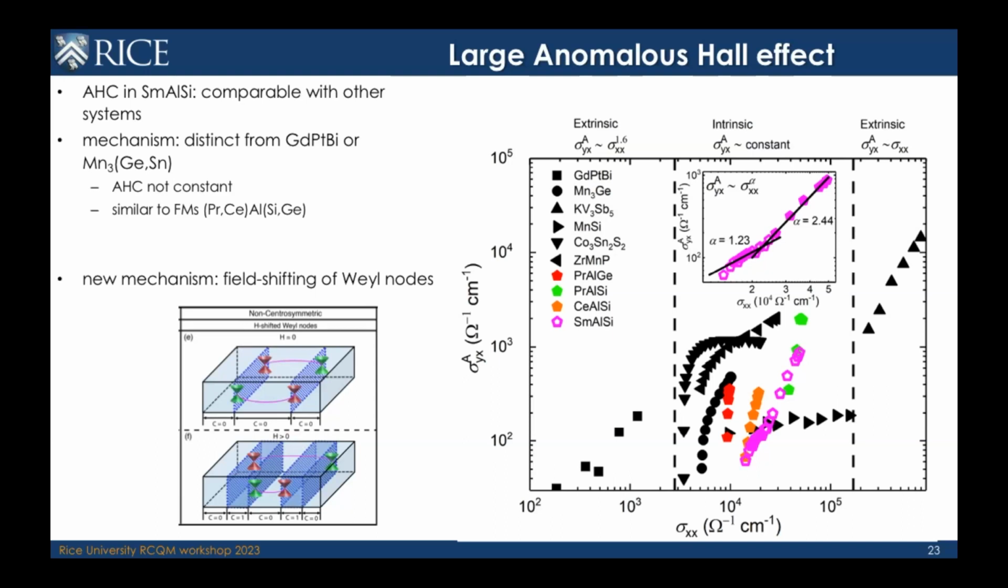systems, but the mechanism has to be distinct from either, for example, gadolinium platinum bismuth, or manganese 3 germanium, where the magnetic structure is collinear and the crystal structure is centrosymmetric. We're dealing with, like I said, the non-centrosymmetric crystal structure in very large anomalous Hall. Notice the change of slope in this sigma XX dependence as we go from the paramagnetic state to the antiparamagnetic state.